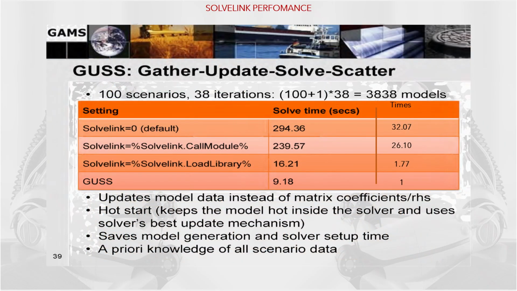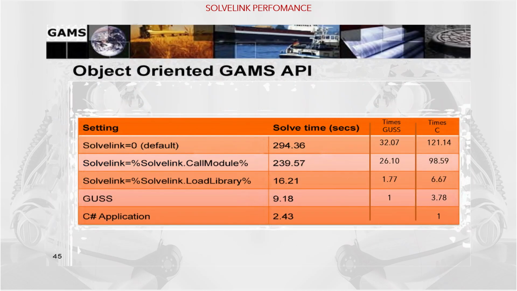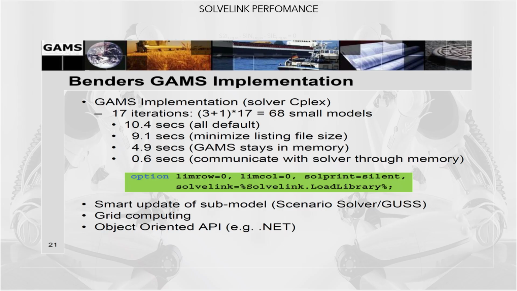Case, stochastic model with 100 scenarios, 3,838 models. GUS performance, 1. SolveLink load library, 1.77. SolveLink chain script, 3207. Case, stochastic model with 68 small models.